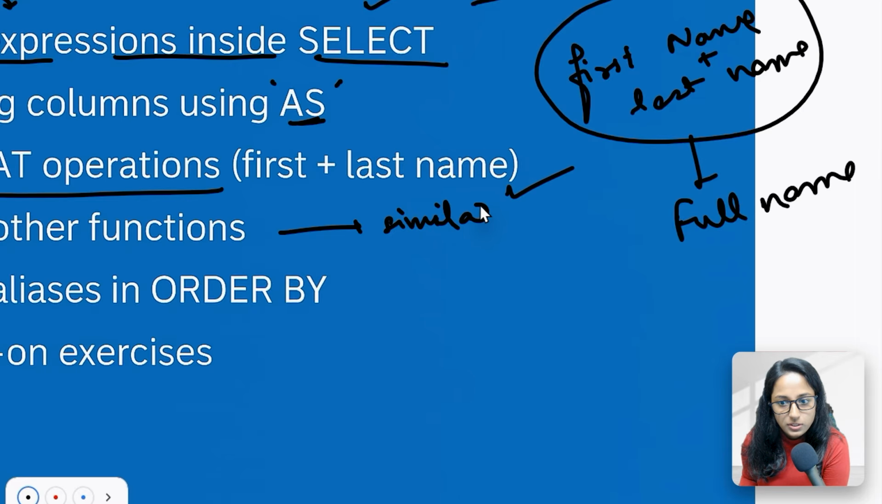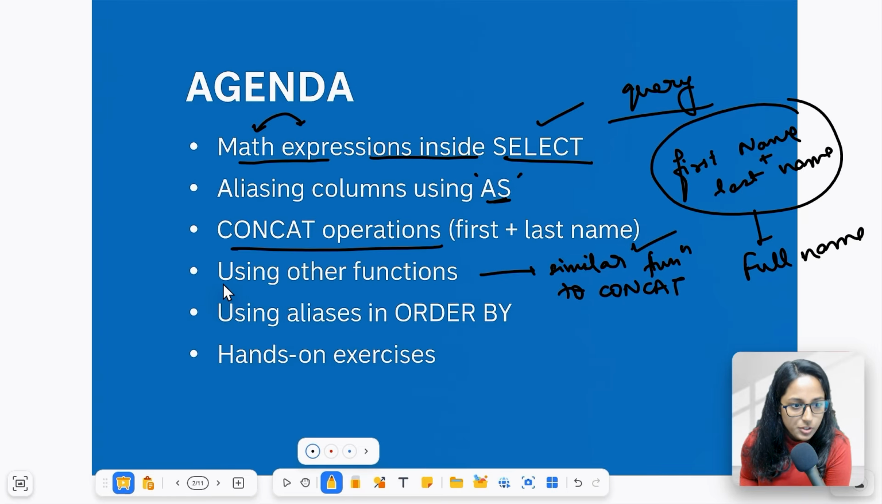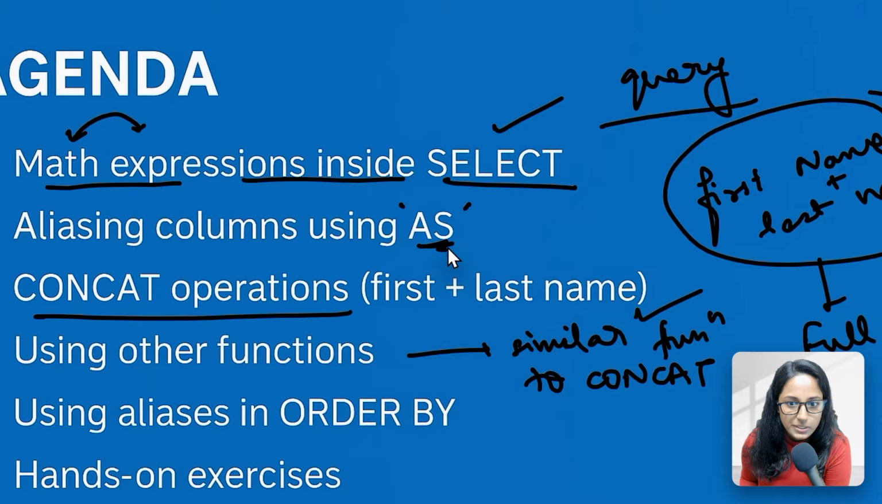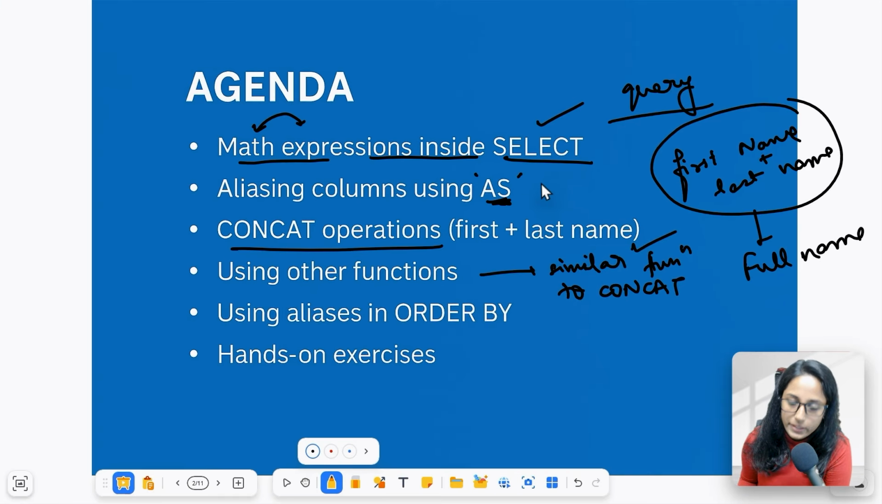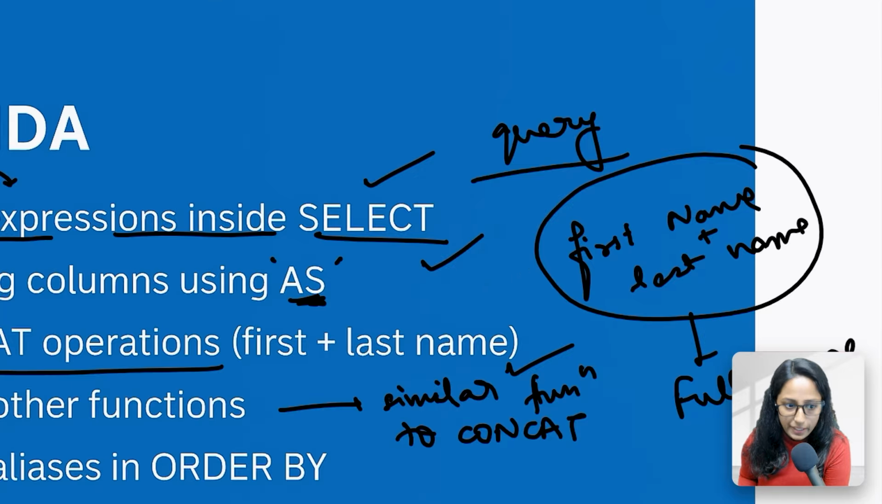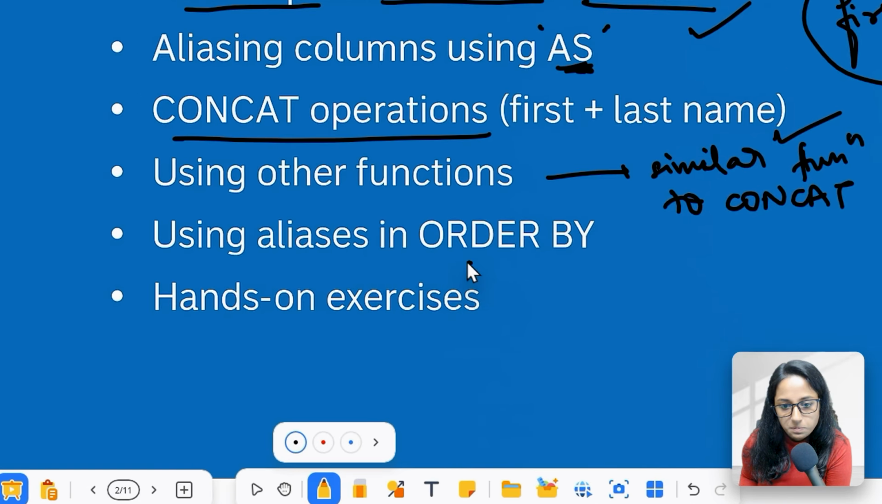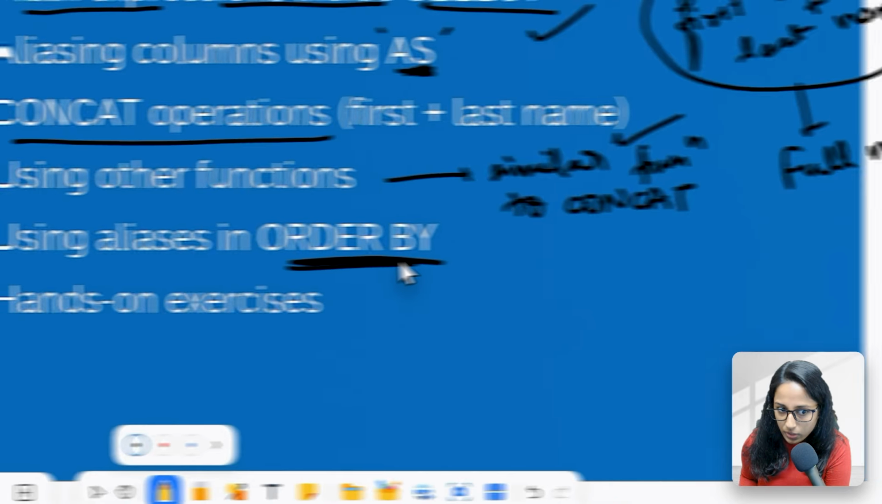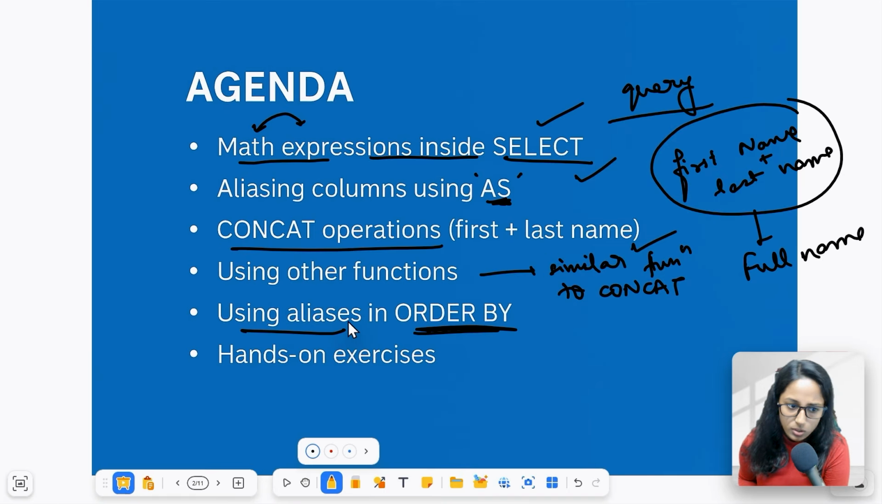We will also see similar functions to CONCAT. CONCAT is just one function. We will see more functions with which we are going to use the AS keyword to write our queries using the SELECT keyword. And then we will see how ORDER BY behaves with aliases, and what the drawbacks are, or whatever else we can cover.